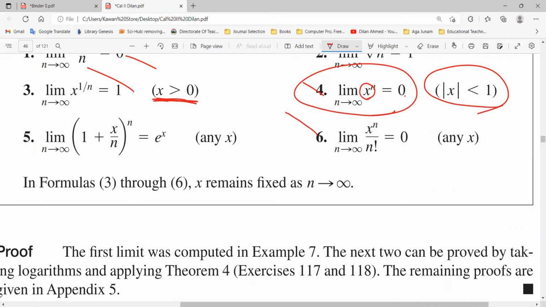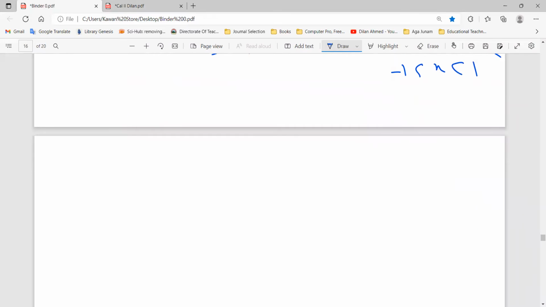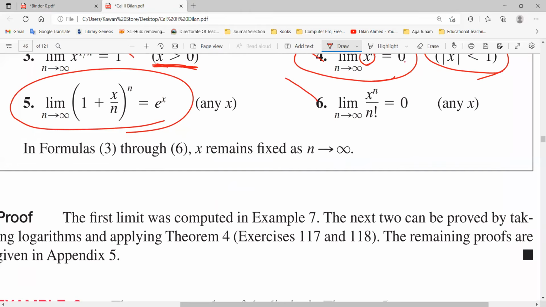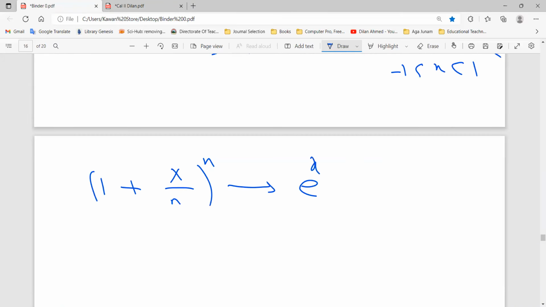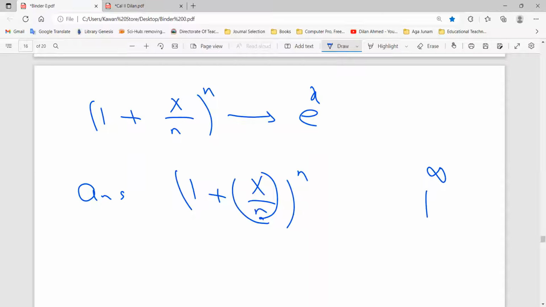Good. Now, the fifth rule, rule number 5. We have (1 plus x over n) to the power n, and it is going to be e to the power x. How? Let a_n equal (1 plus x over n)^n. The base is 1 plus 0, and the exponent is infinity. Am I right? Why? Because as n approaches infinity, that one will be 0, that one will be infinity, and that one remains 1.